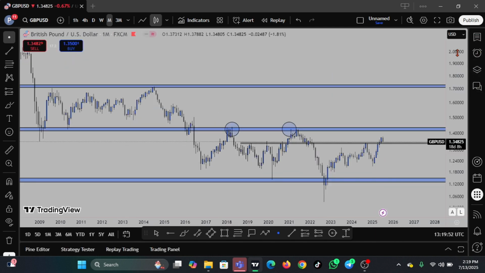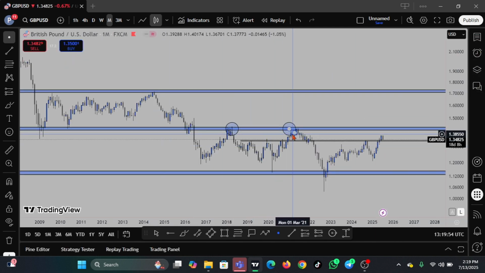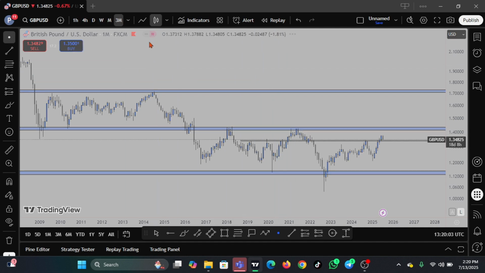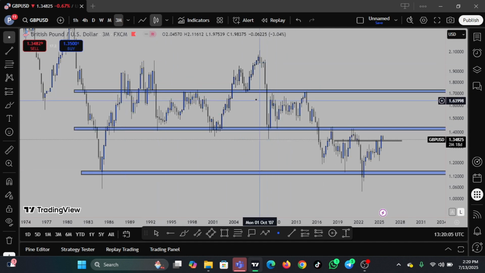So we are going to start with GBP USD. So GBP USD, what has been really happening and how do we need to position ourselves for trading opportunity? First off, we need to understand what the higher time frame is saying. Overall trend on GBP USD on the 3-month chart is actually to the downside.